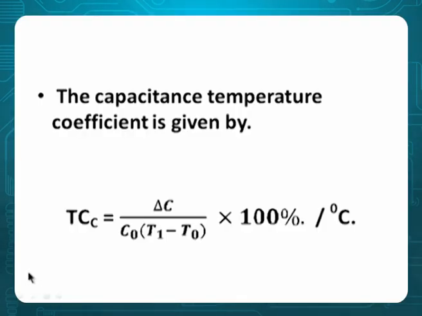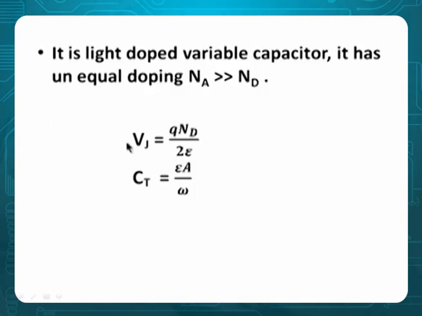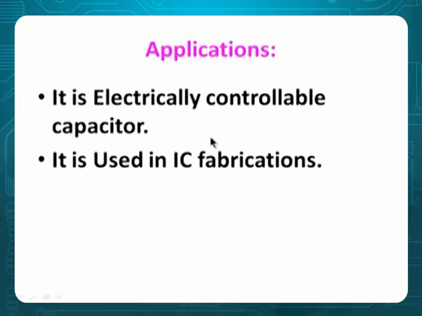And if you see how this works with temperature, this is the temperature coefficient. And we all know these equations, as I have derived: Vj is q N_D by 2 epsilon, and C is epsilon A by W. These are the equations for junction voltage and junction capacitance. Applications. It is used as an electrically controllable capacitor. It's used in IC fabrication because wherever you want a capacitor you can use it. It has a lot of electrical variations.